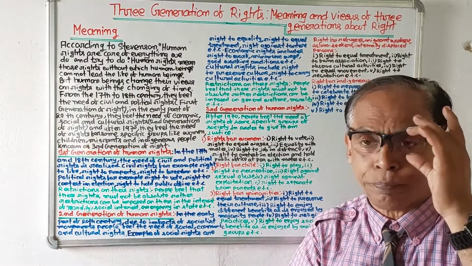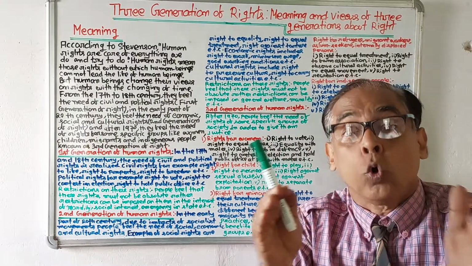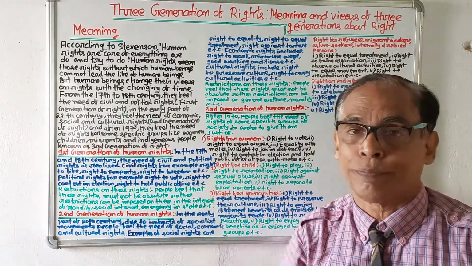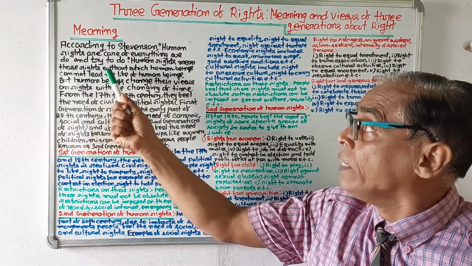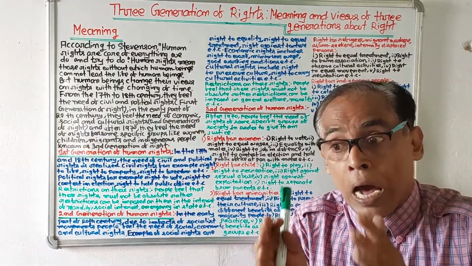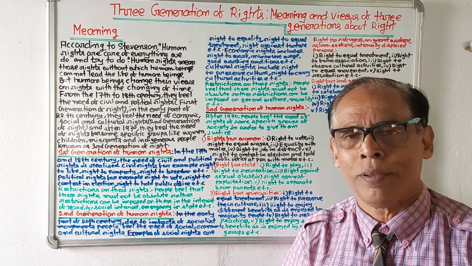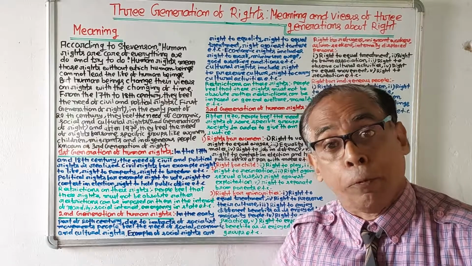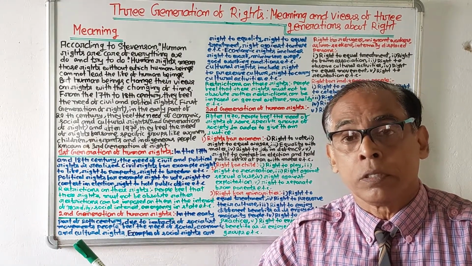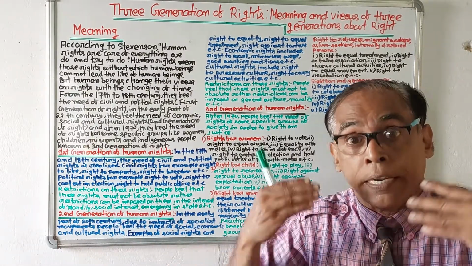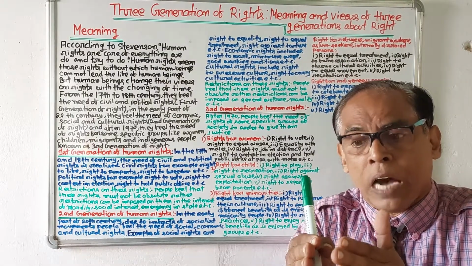What is three generations of rights? According to Professor Stevenson, human rights are the core of everything we do and try to do. It means human rights are very much essential today. It is the central concept today. And these human rights are so important that if human rights in any part of the world are in problem, human beings of all corners of the world raise their eyebrows for their protection, preservation and promotion. So human rights are very much important today.